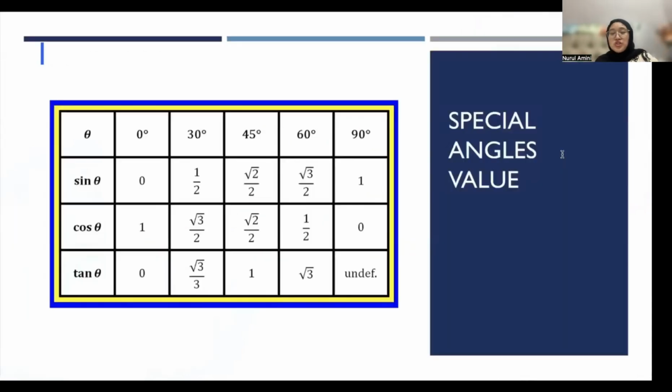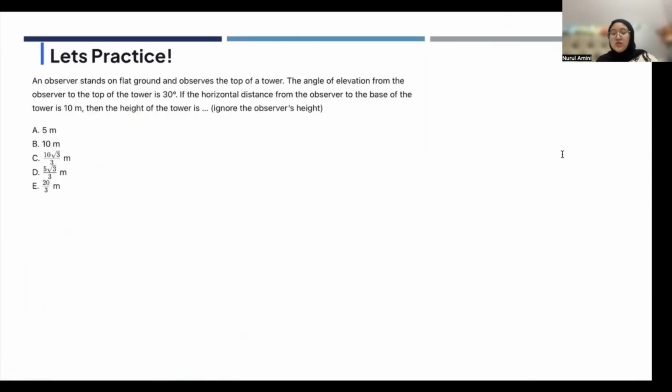This is a special angle value table. I think students find it easier to use this table. For example, if I want to find sin 30 degrees, the value is 1 over 2. Okay, we will continue to practice.